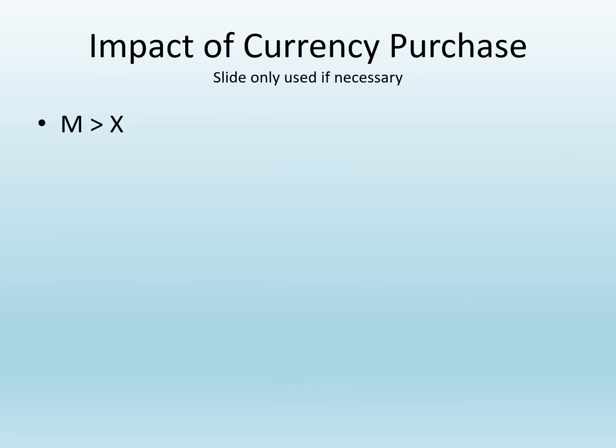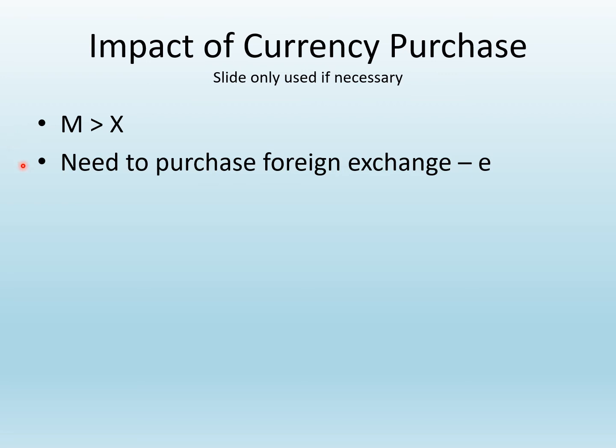So to illustrate this, and as you can see, the slide's only here if it was needed, we start off as we did in the previous diagram where imports exceed exports. To be able to fund that, I need to purchase foreign exchange. If I purchase foreign exchange, the thing that's impacted on is the exchange rate, and the exchange rate needs to be understood that the exchange rate is a certain amount of domestic currency is equal to 1 unit of foreign currency.